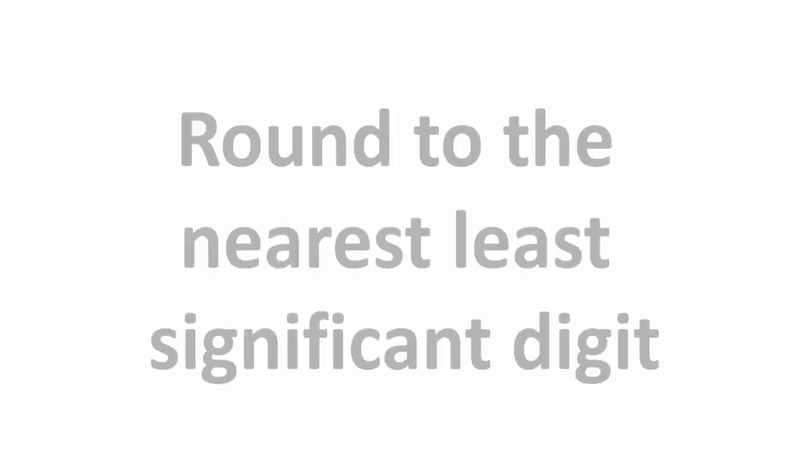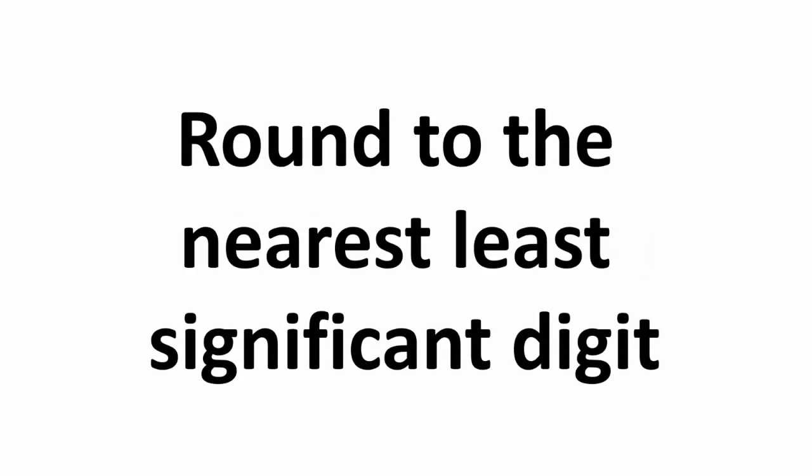So we can see that sometimes in our measurements and in calculations, we need to round off numbers. When rounding off numbers, there is a simple rule, and that rule is to round to the nearest least significant digit. Let's have a look at a few examples. Consider the number 2.4132. The number has 4 significant figures, and we want to round this number to 2 significant figures.